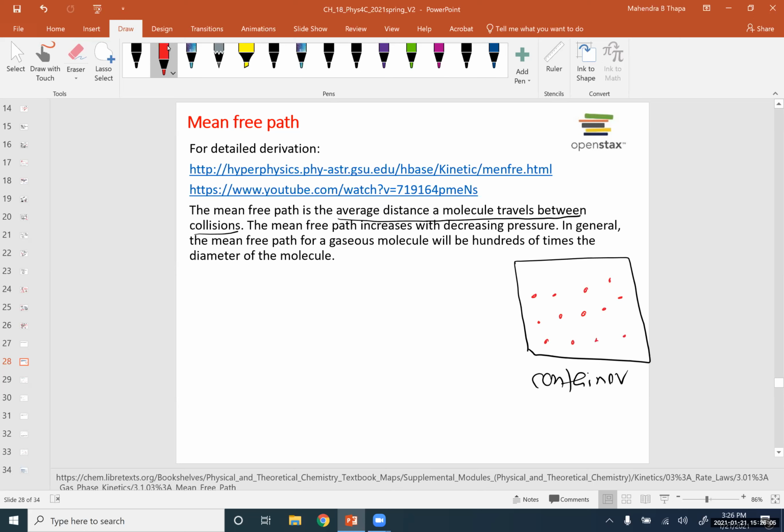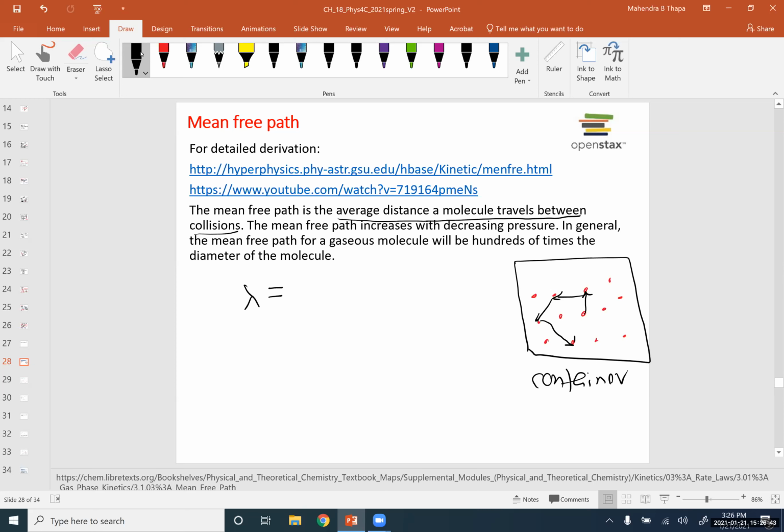So for example, this molecule could collide with this molecule, and after colliding it could collide with other molecules, and after this it could collide with another one, so it can go in a random order. So this is the average distance a molecule travels between collisions, so we have to take the average distance. Okay.